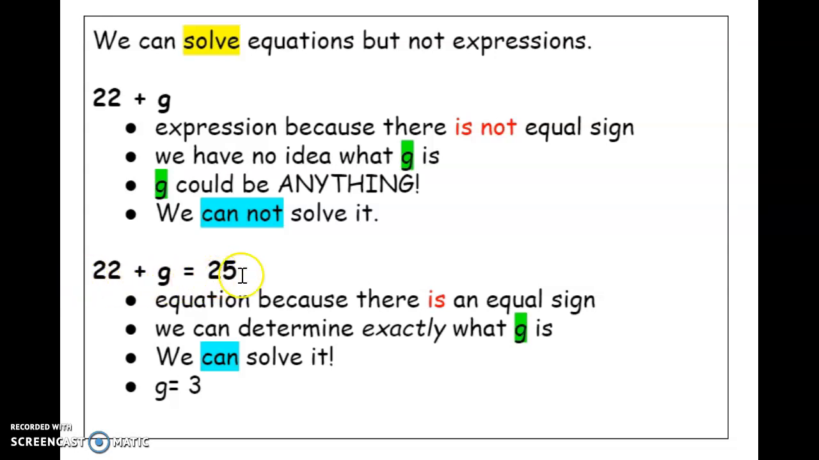22 plus g equals 25. This is an equation because there is an equal sign. Whether or not we can solve it, it doesn't matter. If there's an equal sign, it's an equation. But in this case, we can determine exactly what g is. We can solve it. We know that g is equal to 3.